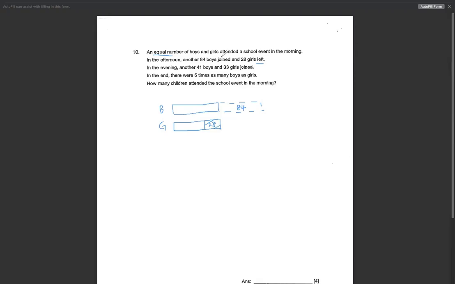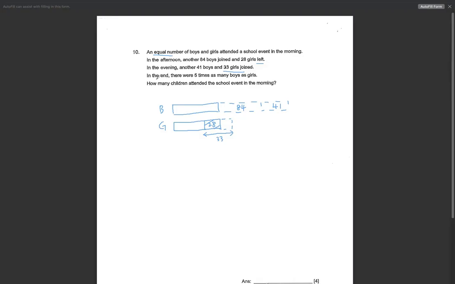In the evening, another 41 boys joined, so I add on a dotted line, another 41. And 33 girls joined. Take note, just now 28 girls left, but 33 girls joined back. So right after joining, it must definitely be more than the original because 28 is less than 33. So I will represent the 33 joining here. After I add 33, it should be more than the original.